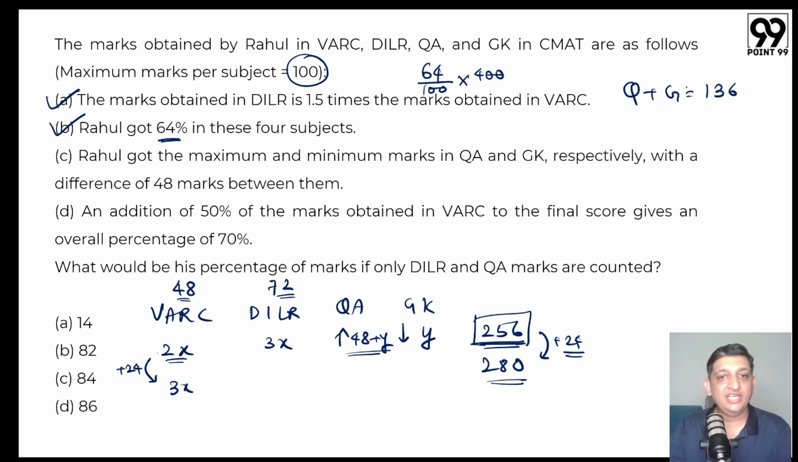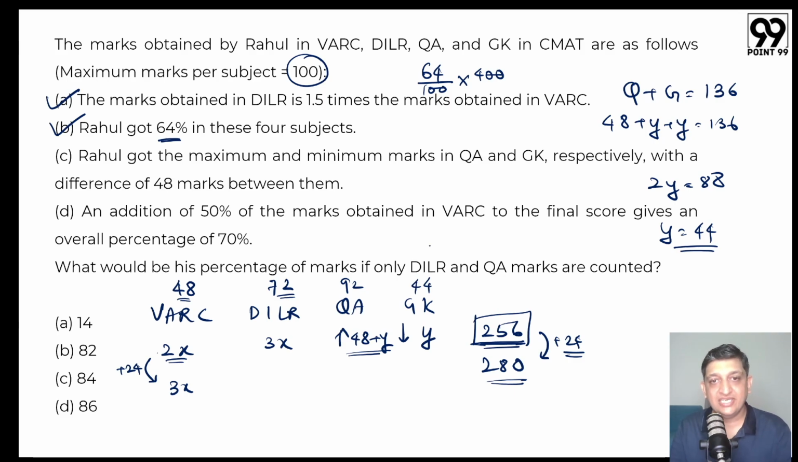But I also know that QA is 48 plus Y, GK is Y. So I can just write 48 plus 2Y equals 136, or I'll be able to say that 2Y is equal to 88, or I will be able to say that Y is equal to 44. So in this case, GK will be 44 and QA will be 44 plus 48, that is 92.